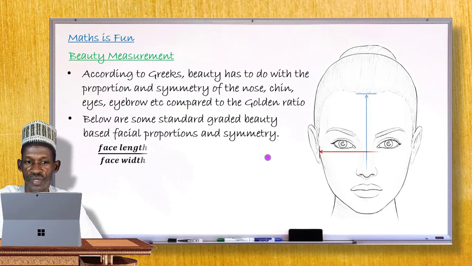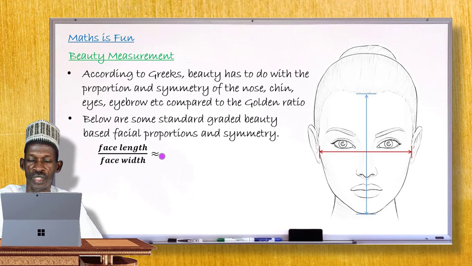So the very first one is the face ratio. The face ratio has to do with the ratio of the length of the face compared to the width of the face. If this is measured accurately and the two results are divided, what we expect to have for a beautiful face, or for the most perfect face, is something close to 1.618.